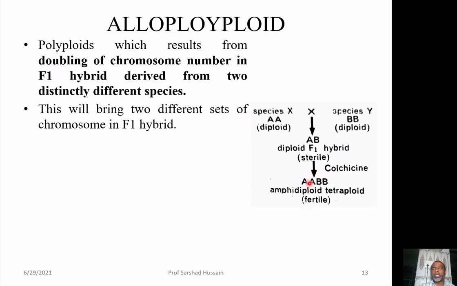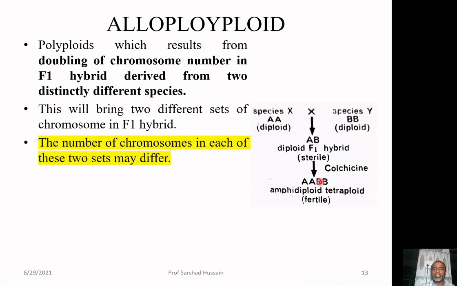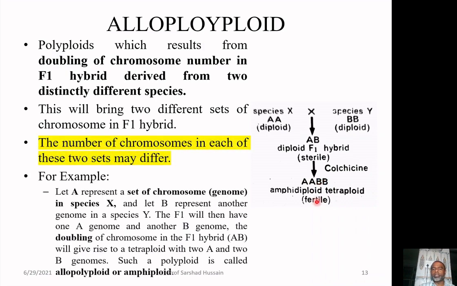Now, this tetraploid is allotetraploid, as both sets of the chromosomes are coming from two different types of species, and this is also called an amphiploid. And because it is tetraploid, you can also call it amphidiploid, because each set is diploid, and in total it is tetraploid, because 4 sets of chromosomes are there, and now this will be fertile.